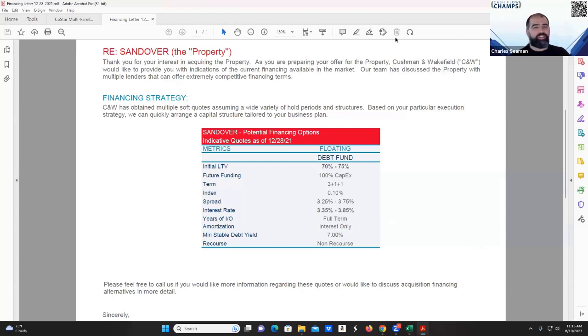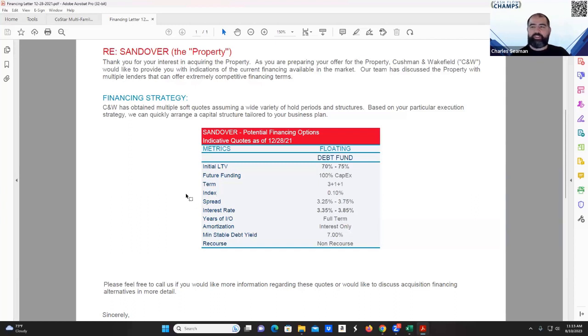I see we have a question in the chat box from Francisco. What is the difference between spread and interest rate and financing options? Good question. So the spread is what the lender is making. That essentially is their money. The index is what the actual financing is linked to. So for simple terms, the index is what the lender is borrowing money at, and the spread is the profit that they're making on that money.